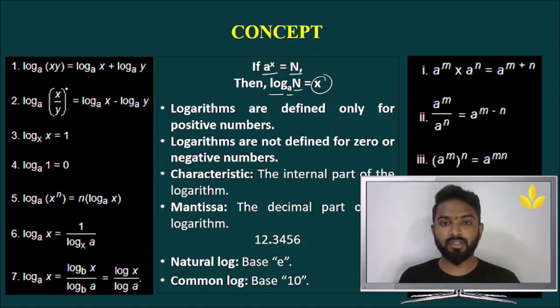Now other formulae are right here. Log base a of x times y is equal to log base a of x plus log base a of y. It's the same as this one: a power m into a power n equals a power m plus n. So if the base is the same, then the powers m and n get added. If it's divided, then they get subtracted.